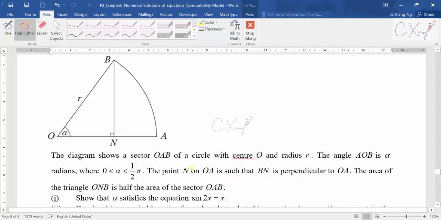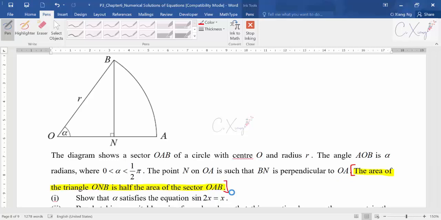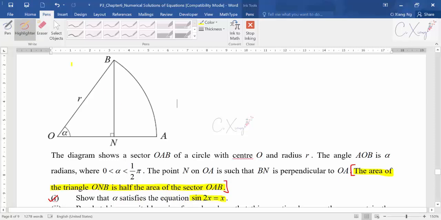So generally this paragraph discusses the figure given here. One important sentence here is: the area of the triangle OMB is half the area of the sector OAB. This is very useful information that you will use later. First, they want you to show that alpha satisfies the equation 2x equals sin x. So they want you to prove this equation.